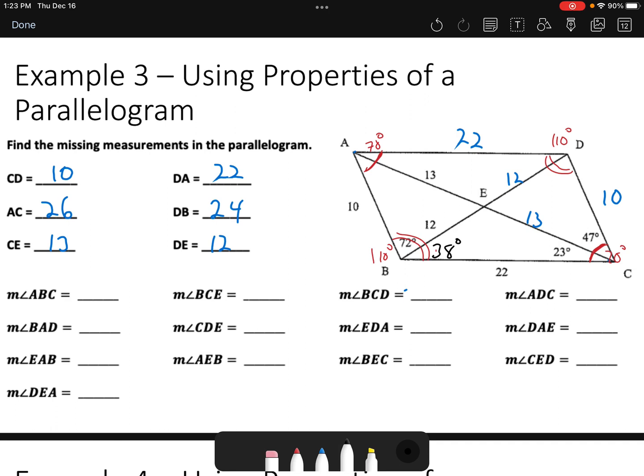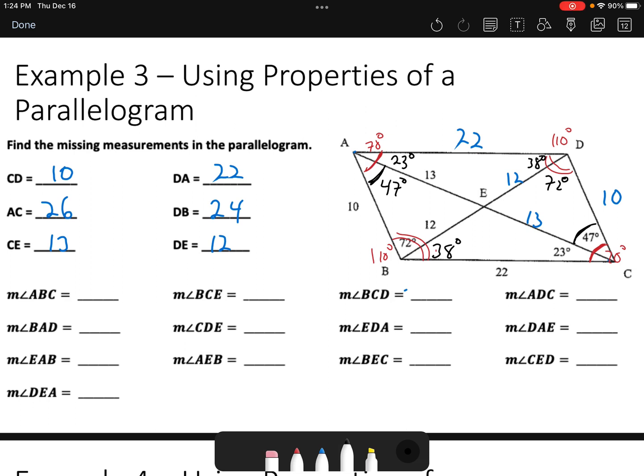Now, we know those. Now let's think about this. Parallel lines cut by a transversal. If this is 47, then this is 47 by alternate interior. That makes that 23. That makes this 72 and this 38. And I guarantee you we've got almost all these angles filled in. Okay, so let's start here.